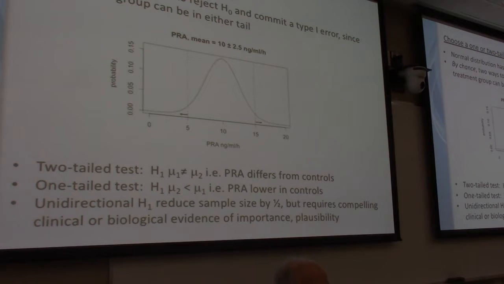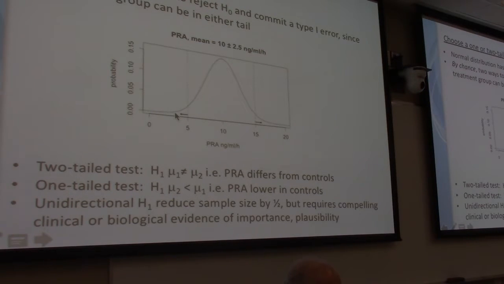One-tailed or two-tailed hypothesis, I'm almost done this didactic part, bear with me. Remember, a normal distribution has two tails, so there are two ways that we could reject the null hypothesis and commit a type 1 error, because the treatment group could be down in this tail or up in this tail. So in a two-tailed test, our alternate hypothesis is simply that the mean in the two groups is different, and so it could be up here or it could be down here.